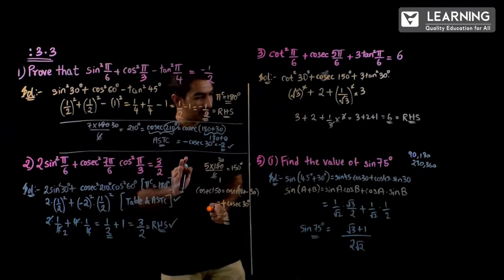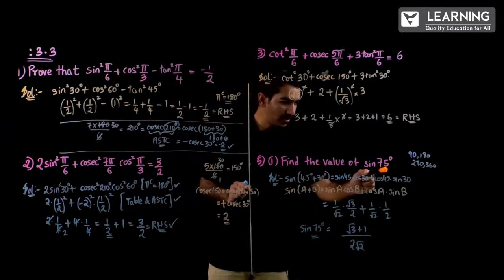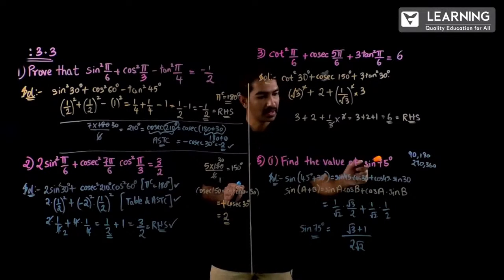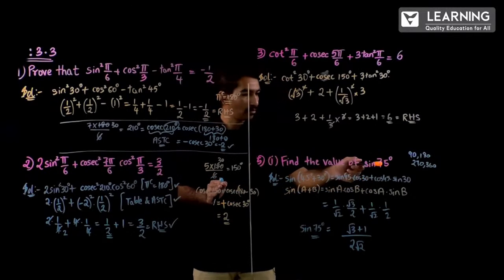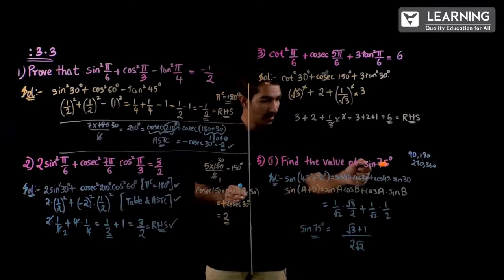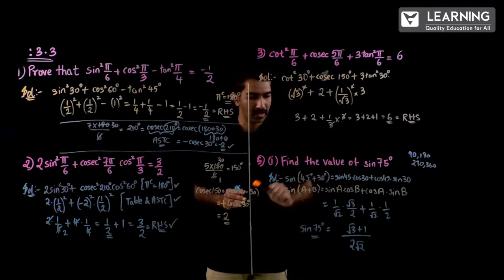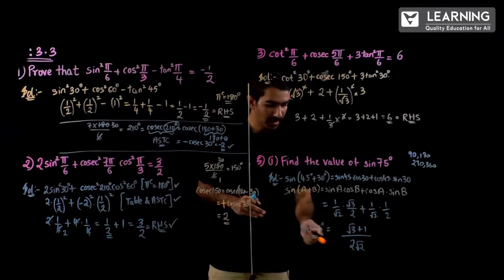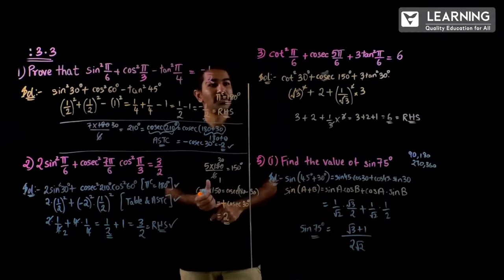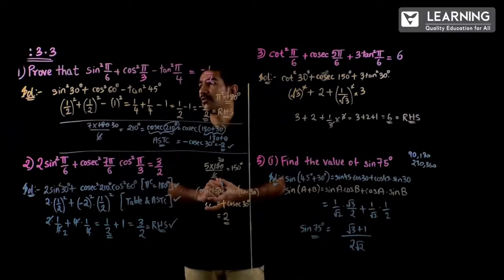3 things. Apart from that, whenever you get these values, which cannot be expressed with respect to the table and ASTC rule, you have to make use of the compound angles. And while splitting this number, you have to split with respect to the table again, 45 and 30, so that you know the values and you will be getting the final answer. So these are the very first 4 problems of 3.3, important ones. Okay, moving on to the next one.